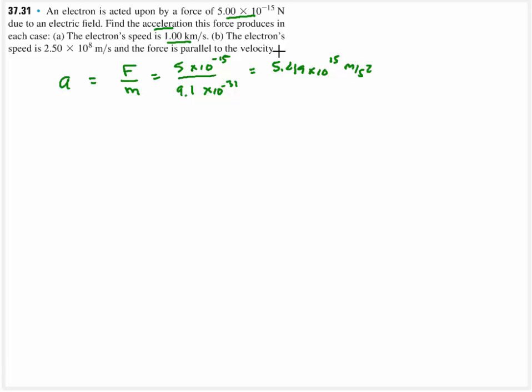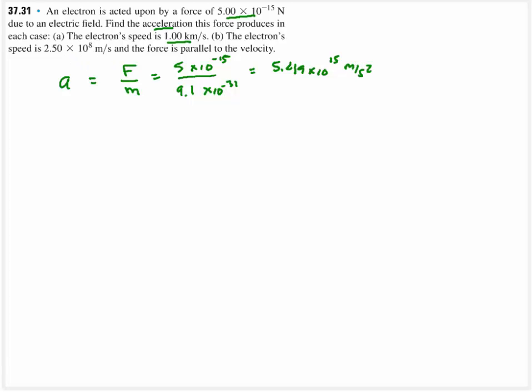Okay, so let's get some practice using relativistic forces. If we have some force acting on an electron due to anything really, an electric field, let's figure out the acceleration if the speed is non-relativistic. Pretty straightforward. Acceleration is going to be equal to force divided by mass. So that's going to be 5 times 10 to the minus 15th divided by the mass of an electron, which is going to be 9.1 times 10 to the minus 31. And we're going to figure out this is 5.49 times 10 to the 15th meters per second squared.